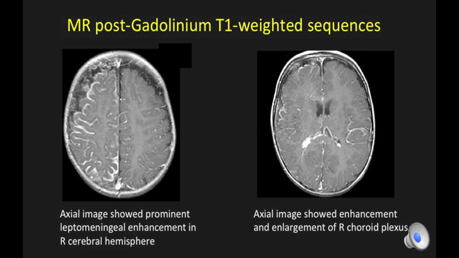MR post-gadolinium T1-weighted sequences on the axial image on the left side of your screen showed prominent leptomeningeal enhancement in the patient's right cerebral hemisphere. The axial image on the right of your screen showed enhancement and enlargement of the right choroid plexus.